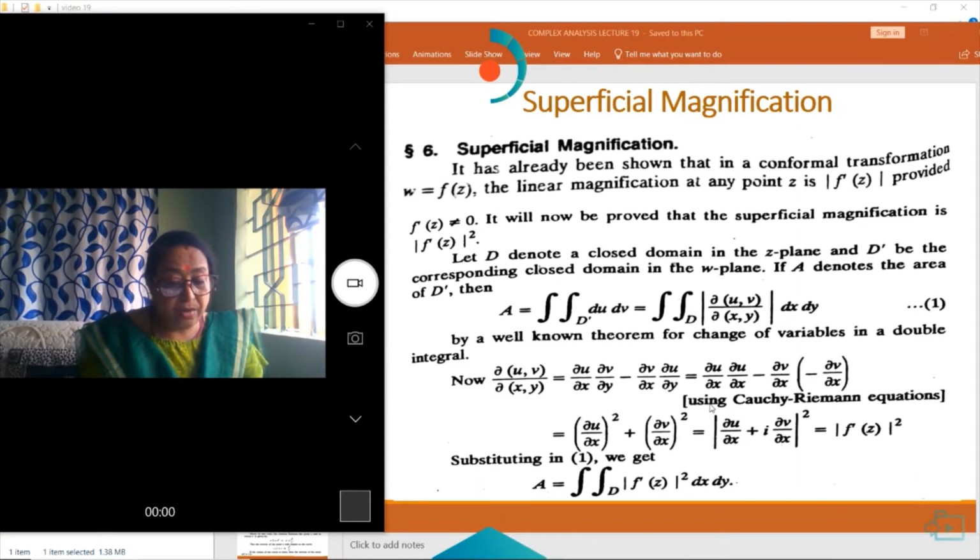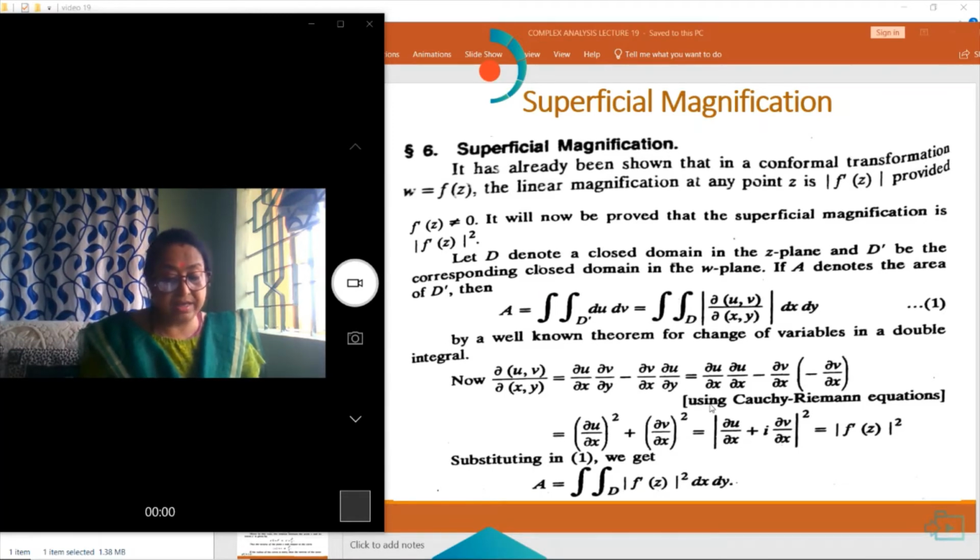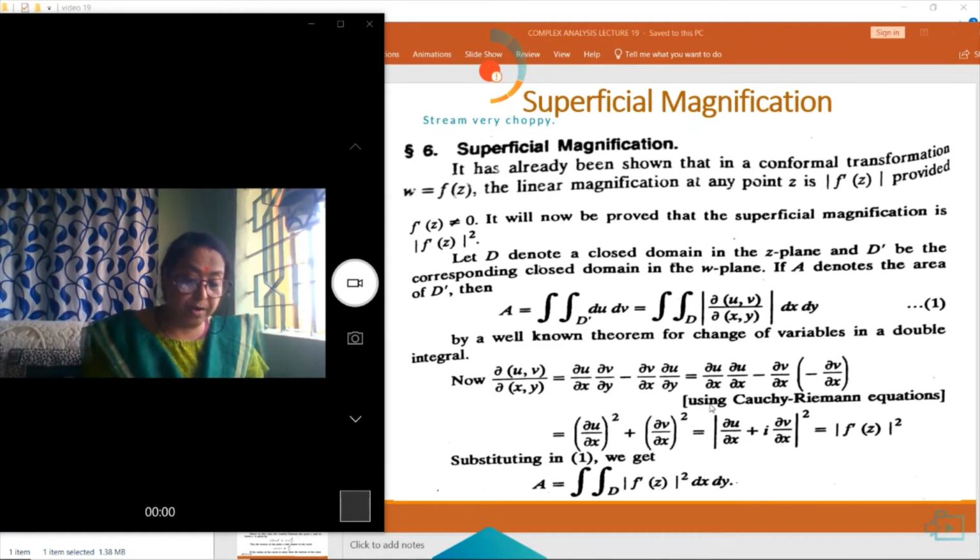And it will now be proved that the superficial magnification is |f'(z)| the whole square. Let D denote a closed domain in the Z plane and D' the corresponding closed domain in the W plane, and A denotes the area of D'. Now the area in the W plane we write as double integral of du dv over D', and then the double integral over the Jacobian.